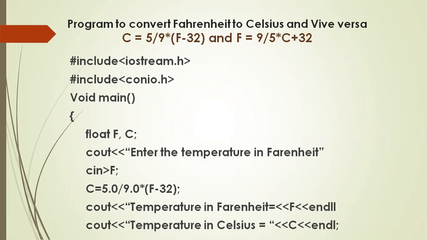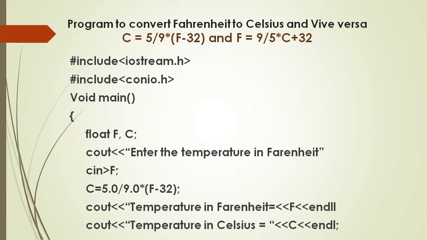So the first two lines are the header files, #include <iostream.h> and #include <conio.h>. From iostream.h, we are using cin, cout, the insertion operator and the extraction operator. From conio.h, we are using two library functions, clrscr and getch. So void main, float f, c. In the first part, f is the input and c is the output. In the second case, c is the input and f is the output.